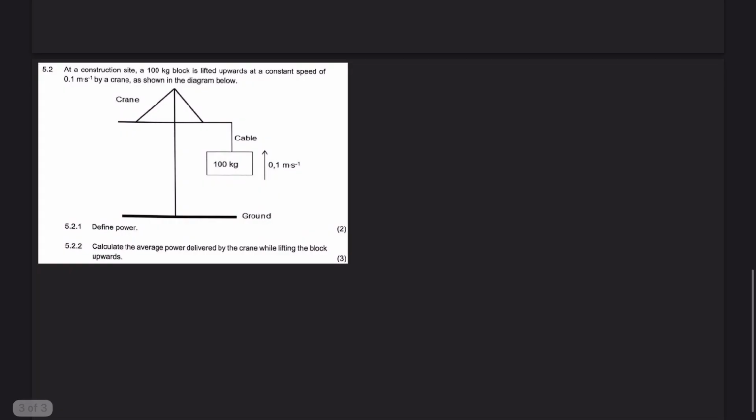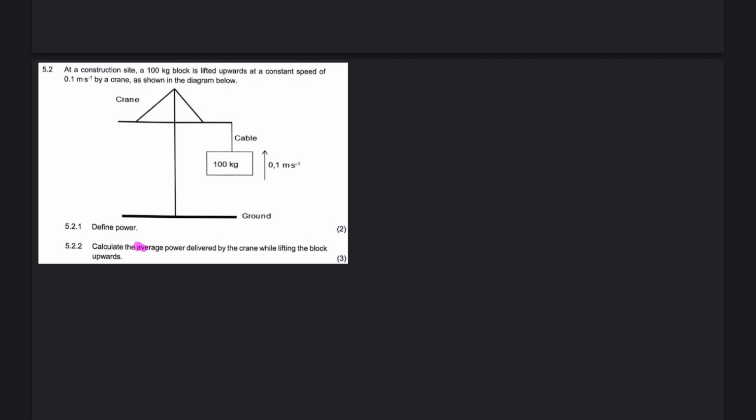Let's move on. Question 5.2. At a construction site, a 100 kilogram block is lifted upward at a constant speed of 0,1 meters per second by a crane, as shown in the diagram below. Define power. Again, definitions, you have them, so just learn it. 5.2.2, calculate the average power dissipated by the crane while lifting the block upward.